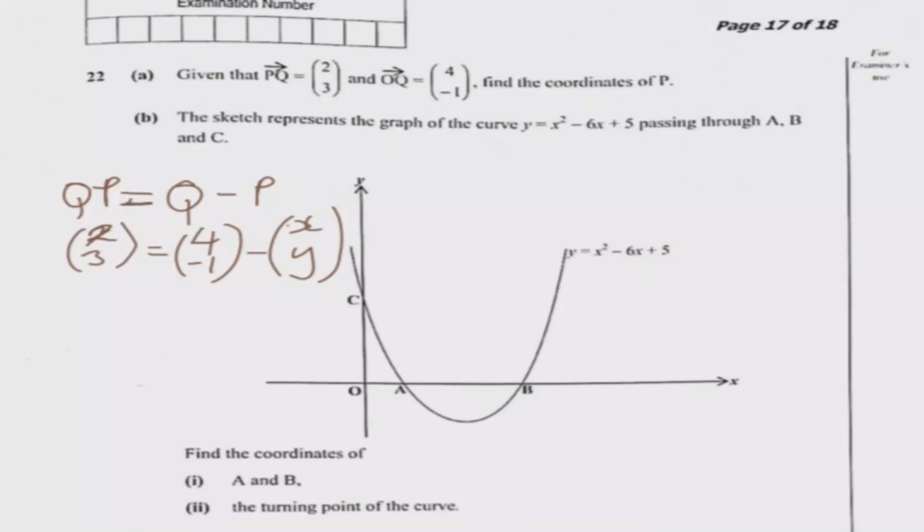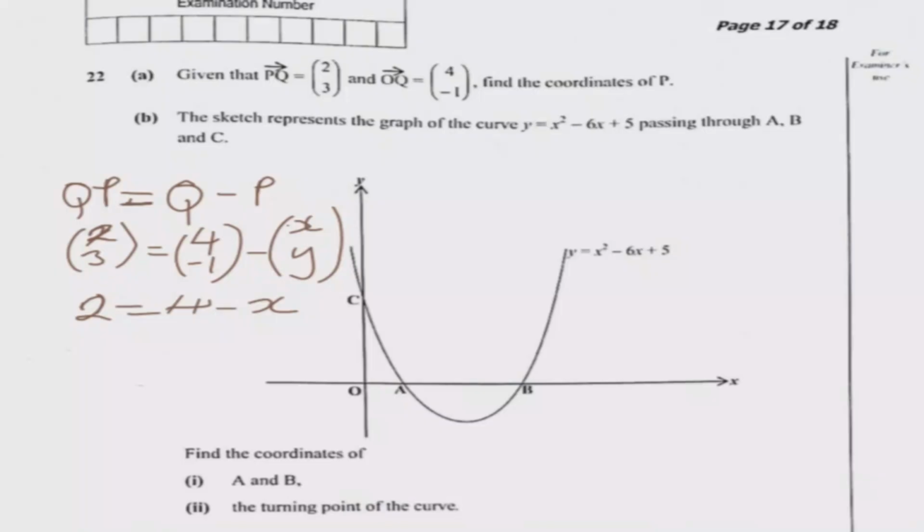Now that I've come up with this expression, I can dismantle these vectors into single expressions. So I can come up with 2 is equal to 4 minus x. First I'm just going to deal with the first expression, that is the one which is on top.